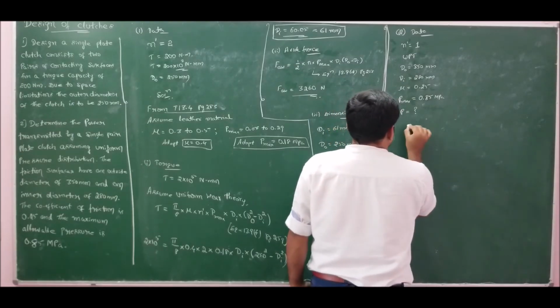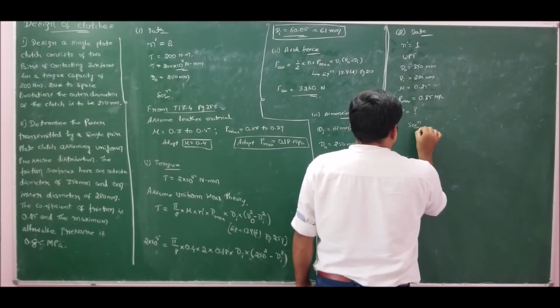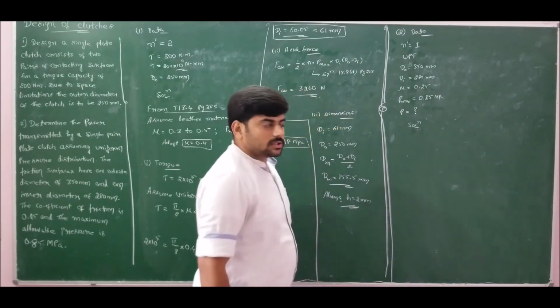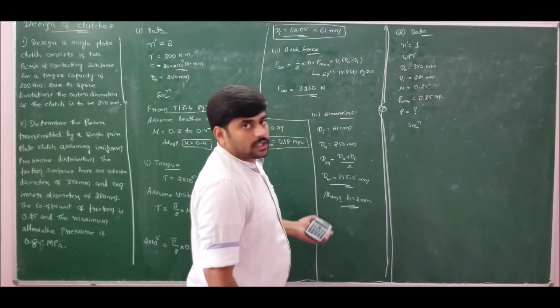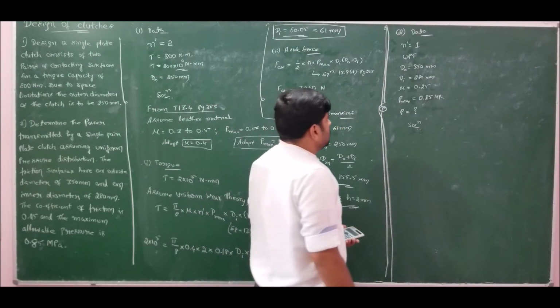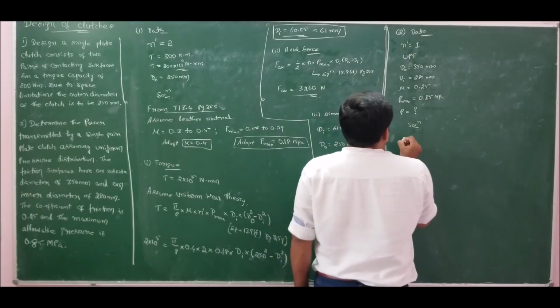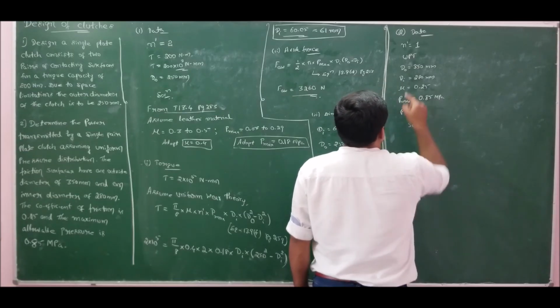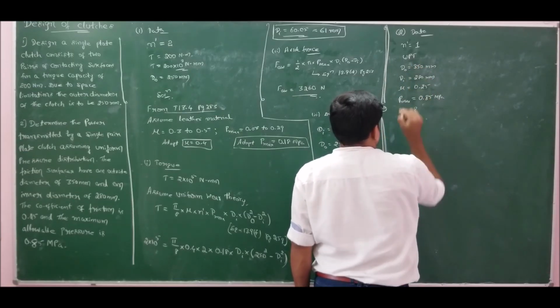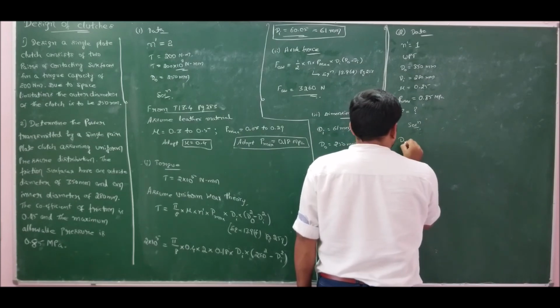Now in order to determine the power, we require torque. So therefore our first aim is to determine the torque. Let us determine the torque first, thereby we can determine the power transmission. So we know the torque equation for uniform pressure theory, as I specified I should use uniform pressure theory. First let us determine the mean diameter.